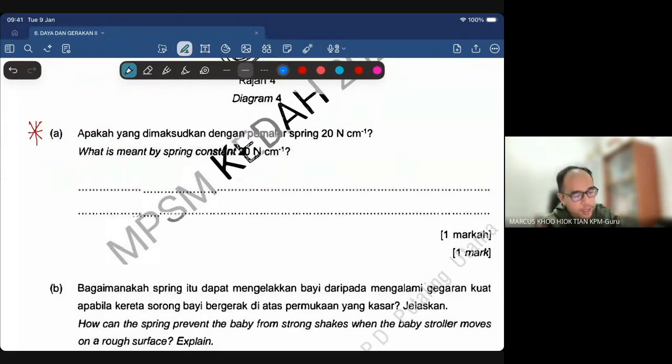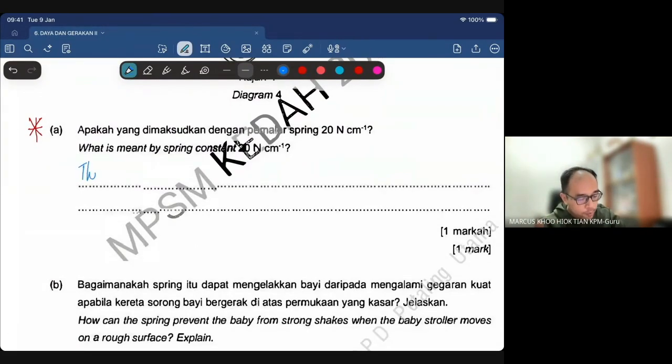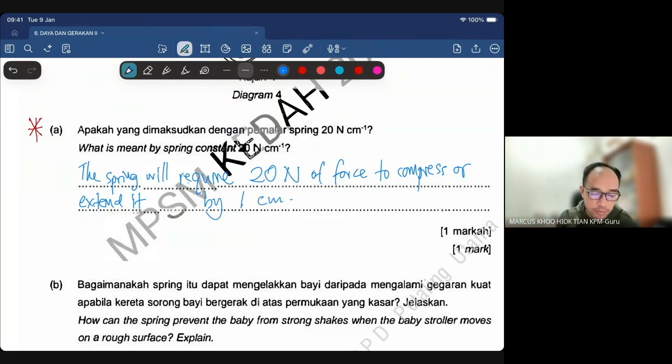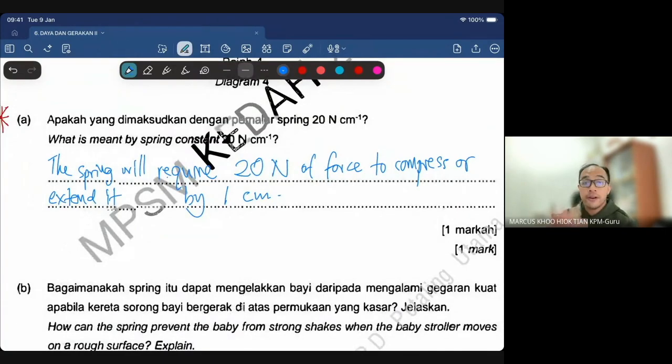Rather, it says that the spring will require 20 newtons of force or weight to compress or extend it by 1 cm. I love this question because it's very rarely asked. That's what this means, 20 newtons per centimeter.